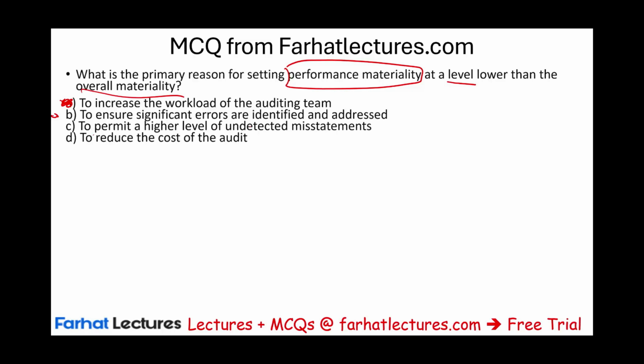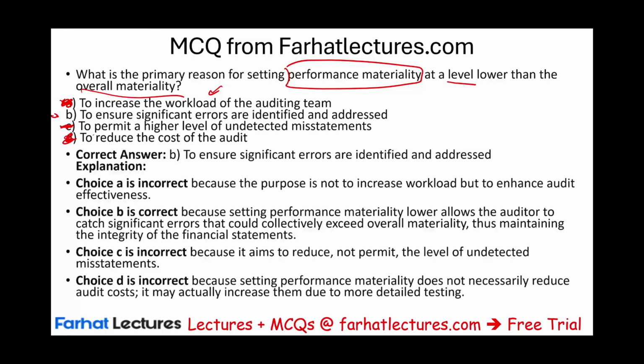To permit a higher level of undetected misstatement. No, you are permitting a lower level of undetected misstatements. I would take out C as well because it's the opposite. To reduce the cost of the audit? No. Setting performance materiality lower than overall materiality may increase cost. But look, this is the work that we have to do. So it's not to reduce the cost of the audit. It's not to increase the workload. It's not to reduce the cost. It has nothing to do with this. It has to do with catching significant errors at a lower rate. This way they don't accumulate to a larger error, a significant error.